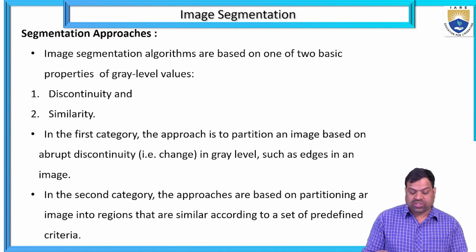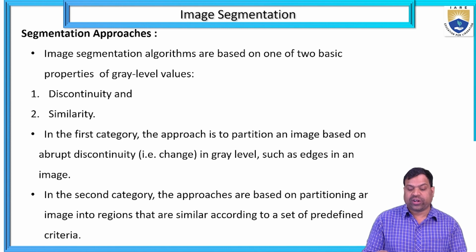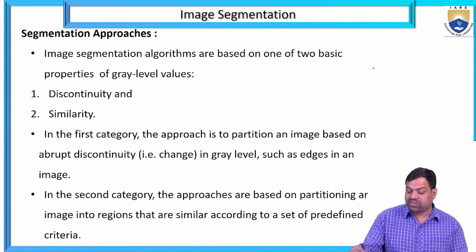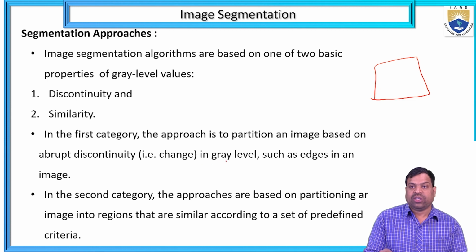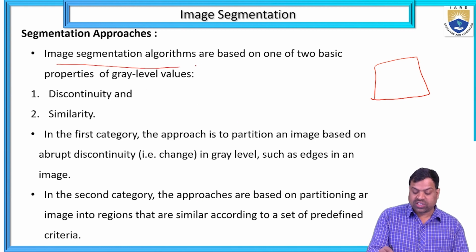So, segmentation approaches. Image segmentation algorithms are based on one of 2 basic properties of gray level values: discontinuity and similarity. Similarity means both are similar. Discontinuity means both are different. In the first category, the approach is to partition an image based on abrupt discontinuity, that is, change in gray level such as edges in an image. In the second category, the approaches are based on partitioning an image into regions that are similar according to a set of predefined criteria.